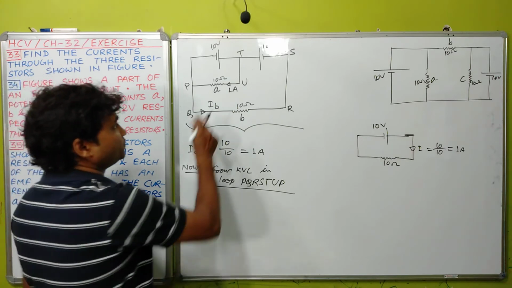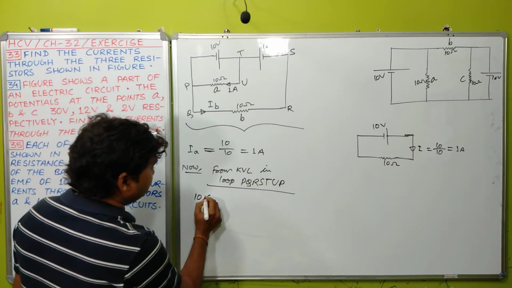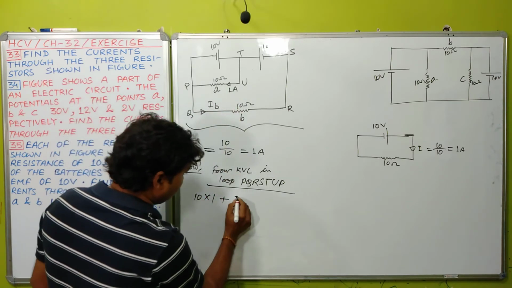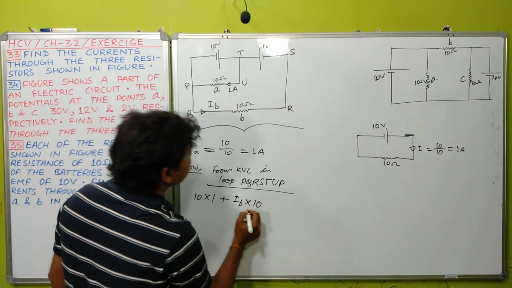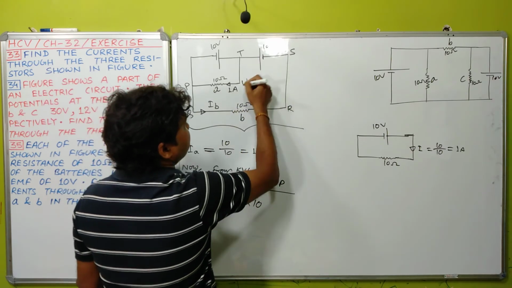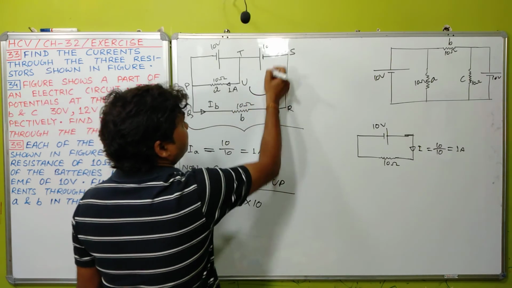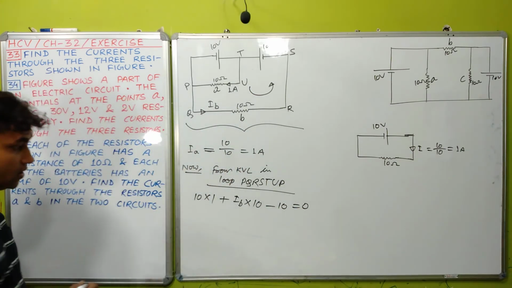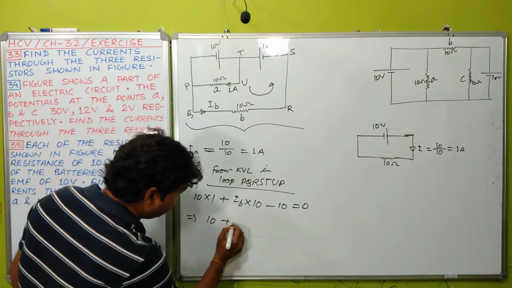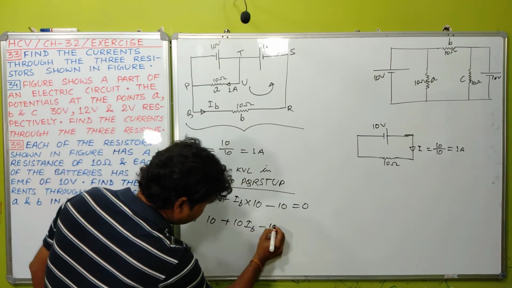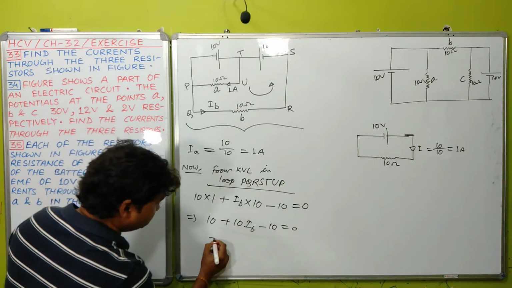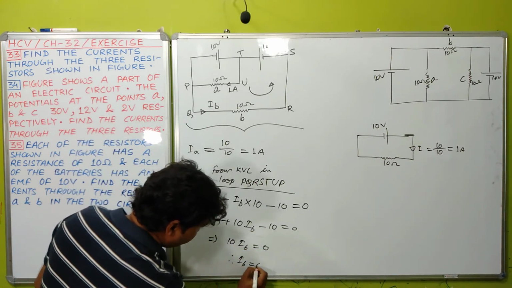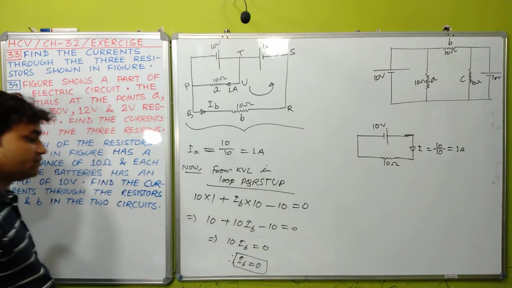Okay, now we are applying KVL, Kirchhoff's loop law, in loop PQRSTUP. Now potential across this is 10 into I, current flowing through I plus IB into 10. Now negative plate, we are moving like this, so we take minus sign, minus 10 volt equals to 0 from KVL. Now here you can see 10 plus 10 IB minus 10 equals to 0. 10 minus 10 is 0, means 10 IB equals to 0. So the value of IB, the current flowing through resistor B, will be 0.